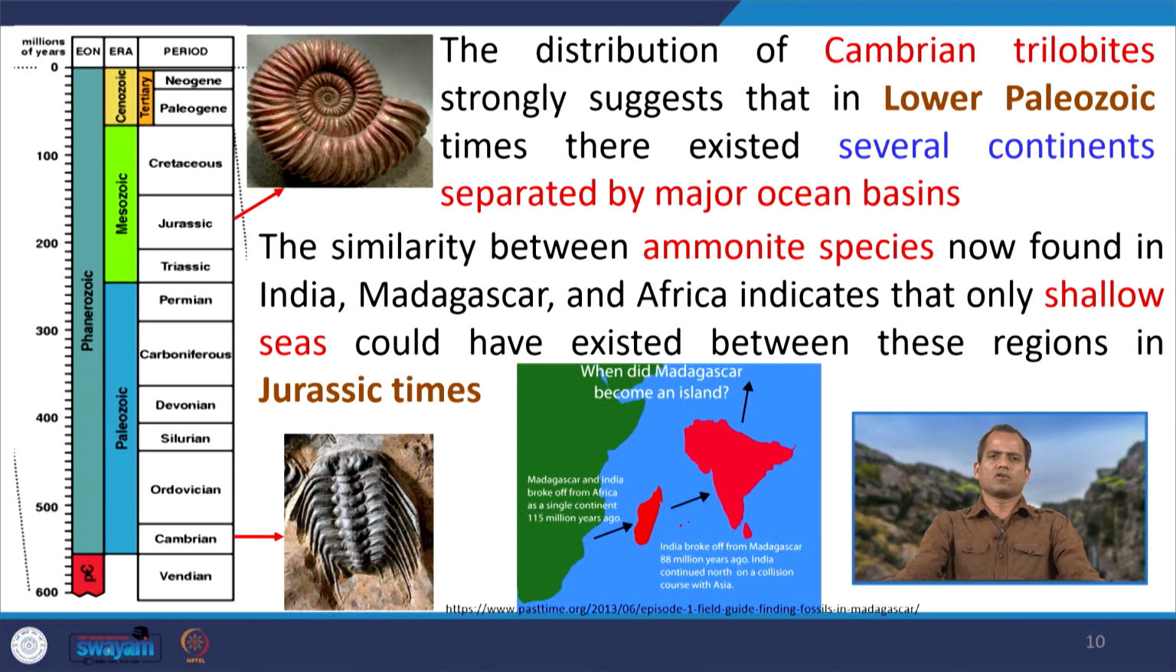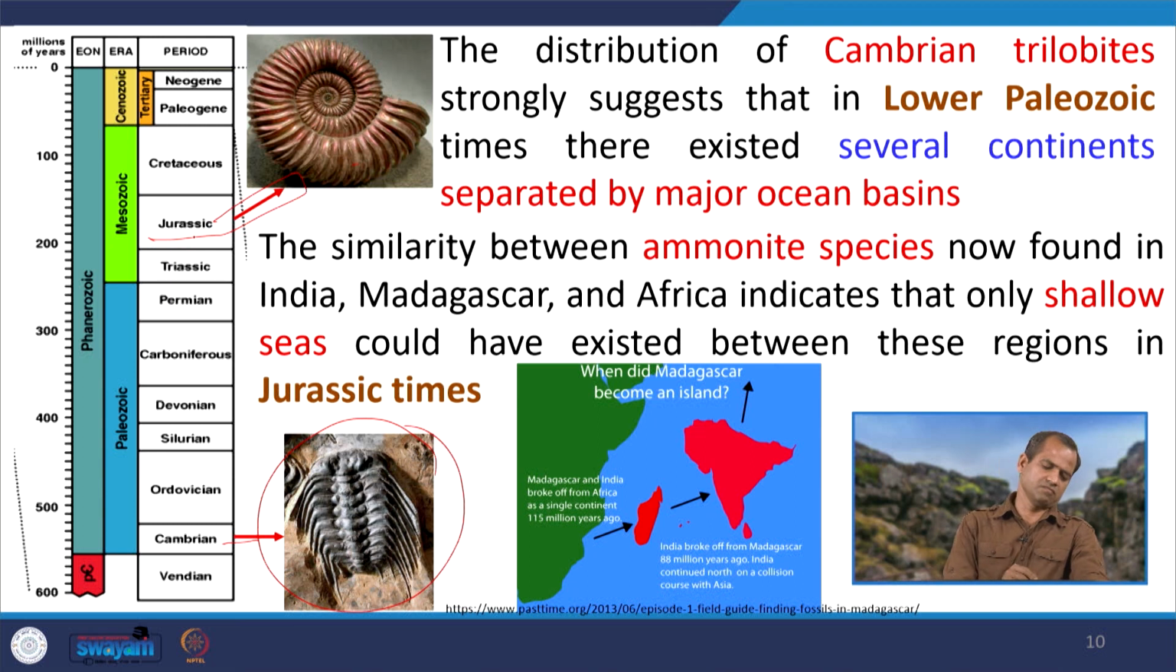Then, continuing with these paleontological evidences, there are very prominent fossils. One is the trilobite, which is Cambrian, and another is the ammonite fossil, which is Jurassic. These are index fossils, indicators of the continental drift theory, because ammonite species found in Madagascar and Africa indicate that shallow seas could have existed between these regions in Jurassic time.